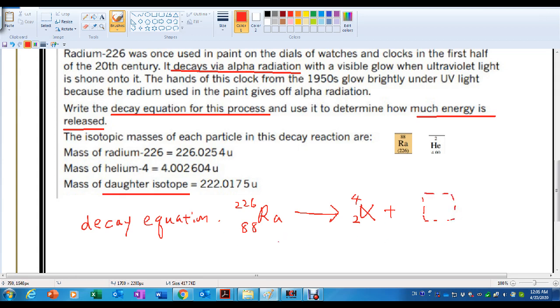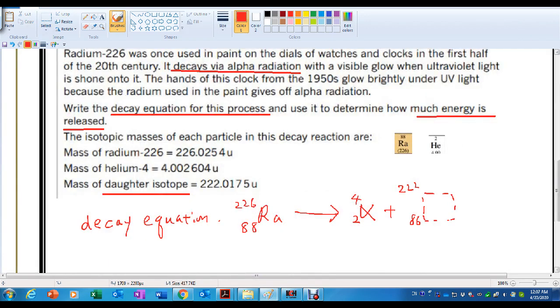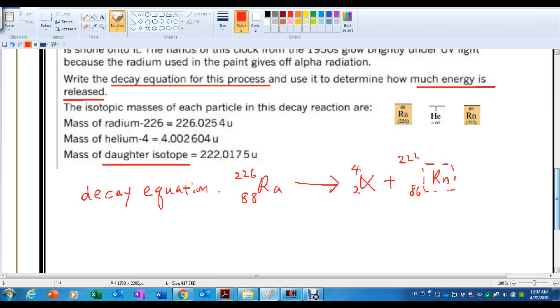But we know that to balance the equation for alpha decay, there must be alpha and the other thing. So it should be 86 and 222. Let's find out what is 86 and 222. 86 should be quite close to radium. 86 is here, radon. This one's radon. So let's write radon. Okay, we got the equation.